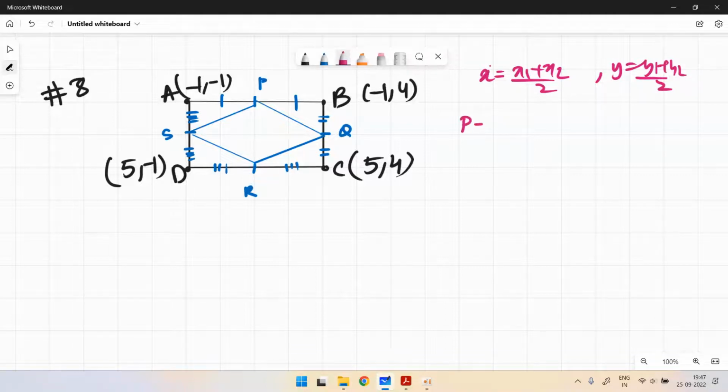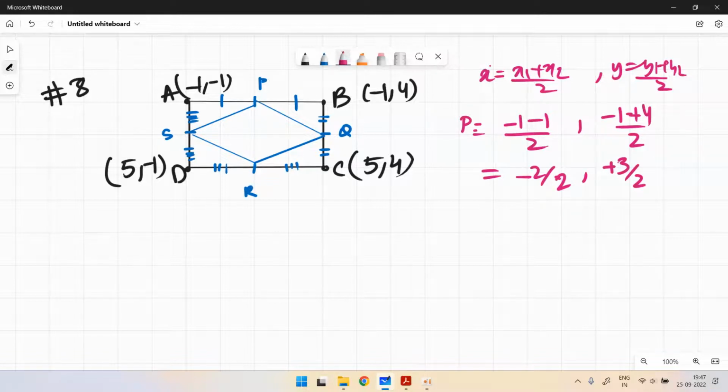So for P, I'm directly going to the midpoint formula and solving. This is (-1 - 1)/2, and y will be (-1 + 4)/2, which is -2/2 and plus 3/2. You can even write this, because I will be taking it as I have been doing, so -2/2 comma 3/2 is my vertex.